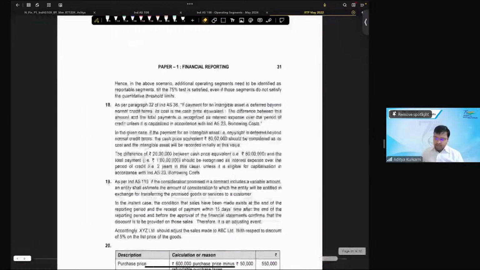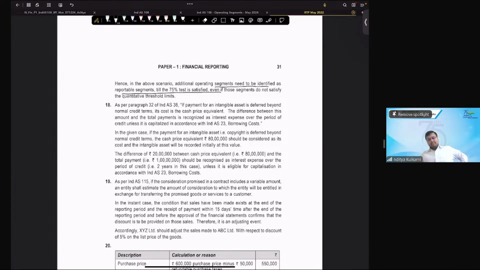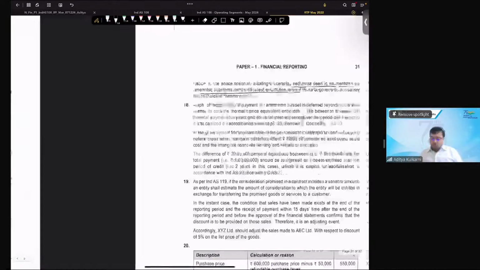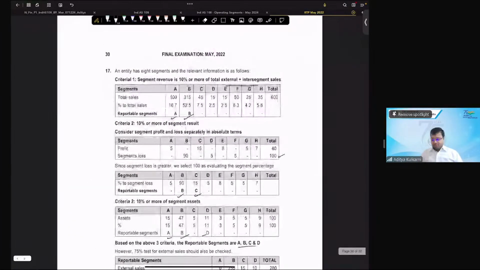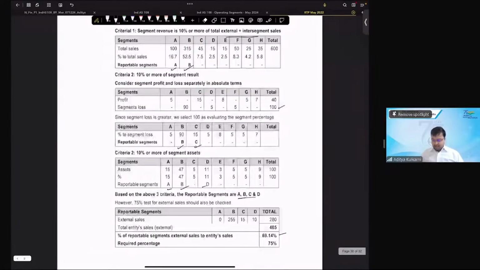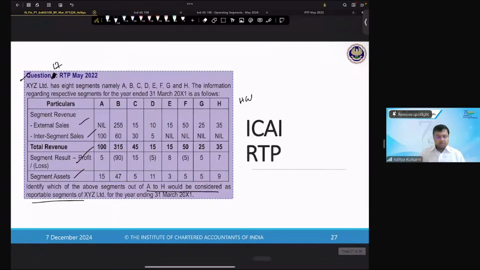You need 75%. So in the above scenario, additional operating segments need to be identified as reportable segments till the 75% test is fulfilled. They have stuck here. You can say, I can choose any of the remaining segments, E, F, and G. You just see whether it meets the criteria and proceed with that. Is it okay? Yes, sir. Okay. So that is this question.